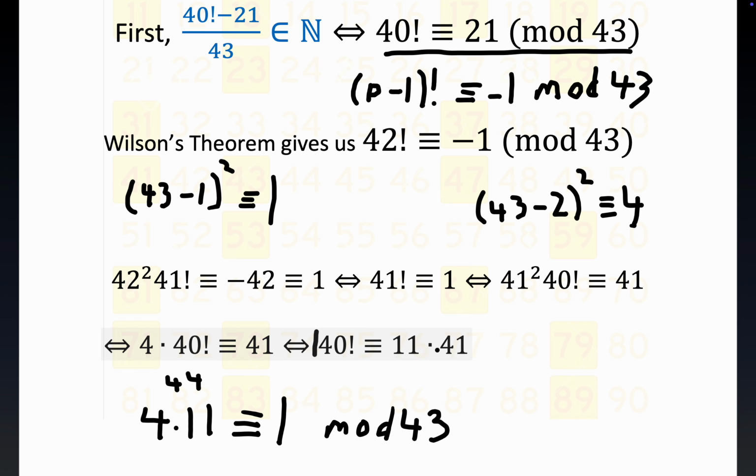Now, folks, the arithmetic on this, 11 times 41, is definitely doable. This is equal to 451. Notice I'm not using congruent anymore, okay? This is equal to 451, but 451 is congruent to 21. Now, I'll tell you why right underneath.